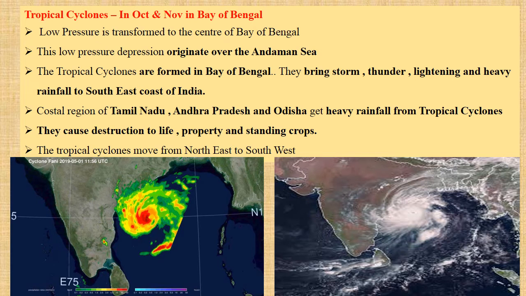Now, what are tropical cyclones, when do they originate and what is their effect? Let us look into the maps first. The satellite image of the map shows a tropical cyclone formed in the Bay of Bengal. These cyclones are called tropical cyclones because they originate in the tropical region. They originate in the Bay of Bengal, which lies below the Tropic of Cancer, and so they are called tropical cyclones. The months in which these tropical cyclones are formed in the Bay of Bengal are October and November.